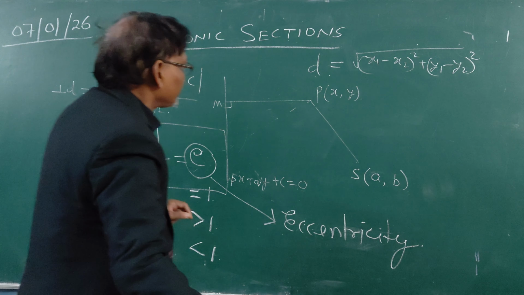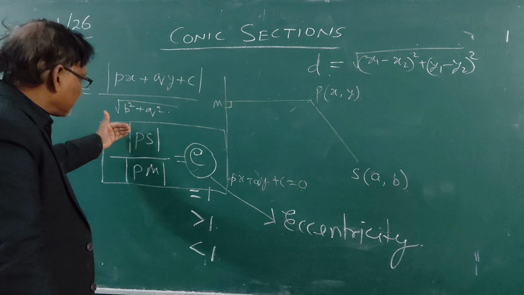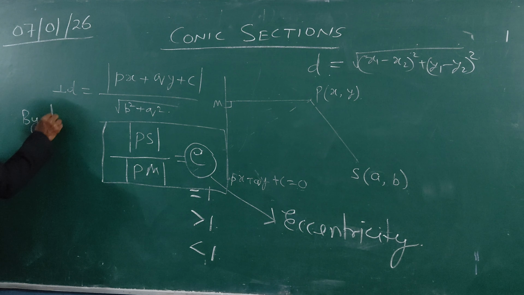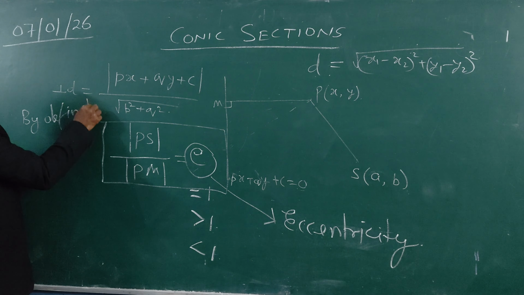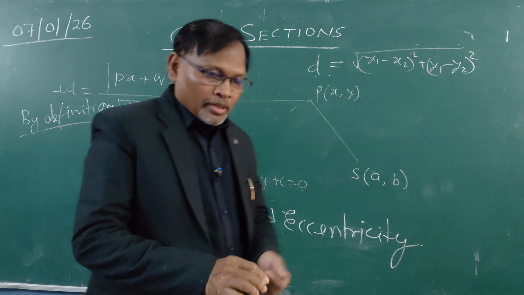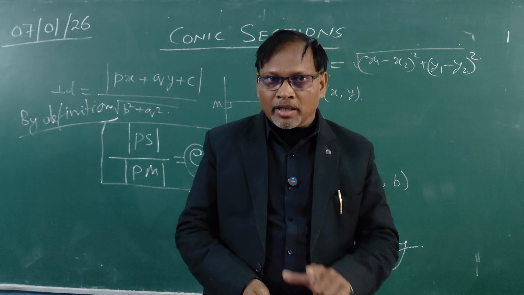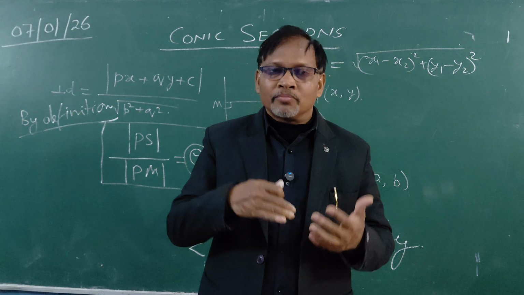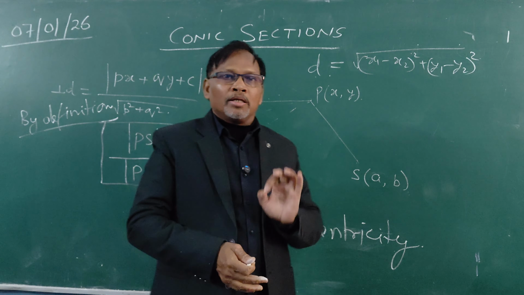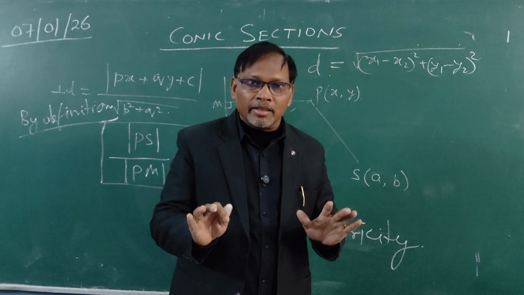So simply, the first formula in the conic section is PS upon PM equal to e, and this is called by definition. In the next video, I will tell you about the parabola, and then in the following ones the ellipse and the hyperbola. So just watch this video and the next videos also to get a clear understanding of the conic section.